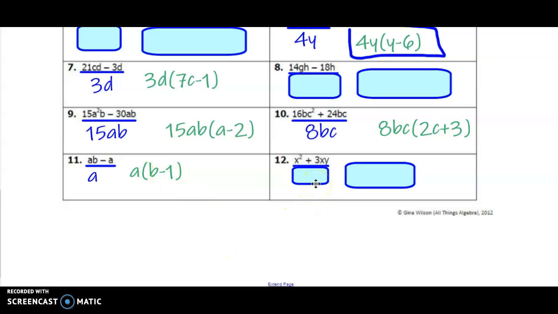The GCF for 12, what do they have in common? They both have X. The smaller exponent on X is a 1, so it's just 1X. They do not both have a Y. They do not both have a number, so only X. So X goes on the outside. X squared divided by X gives me X. 3xy divided by X, all that happens is the X's cancel, so I'm left with 3y.